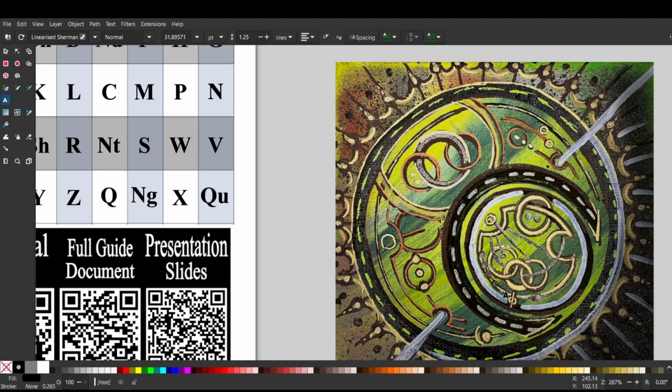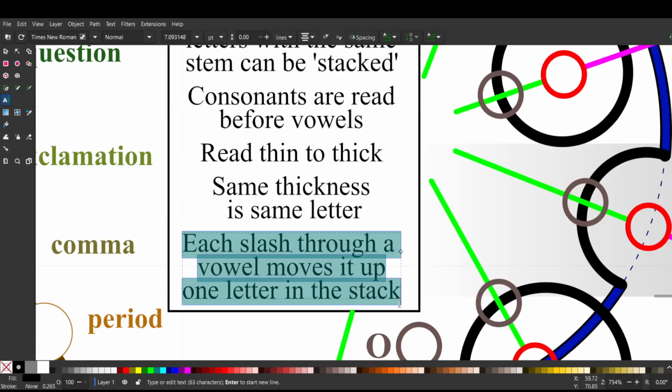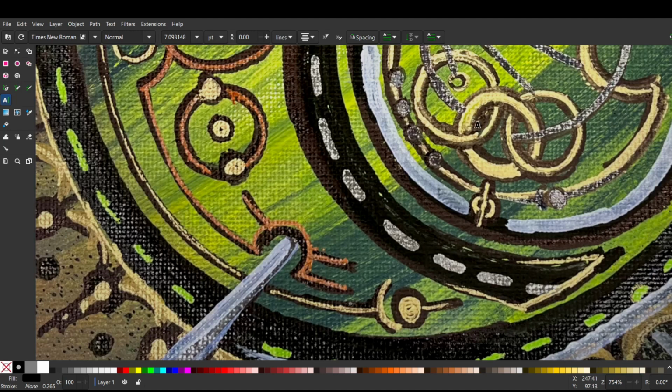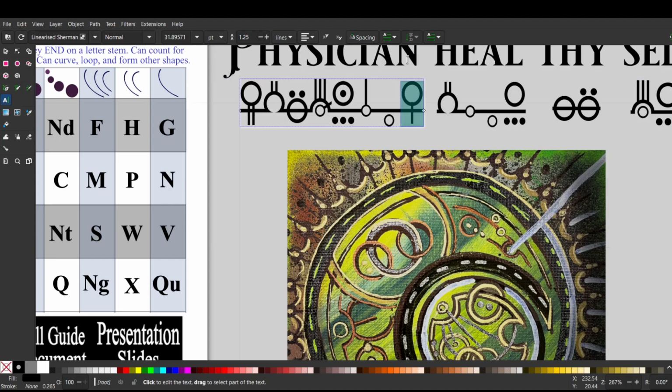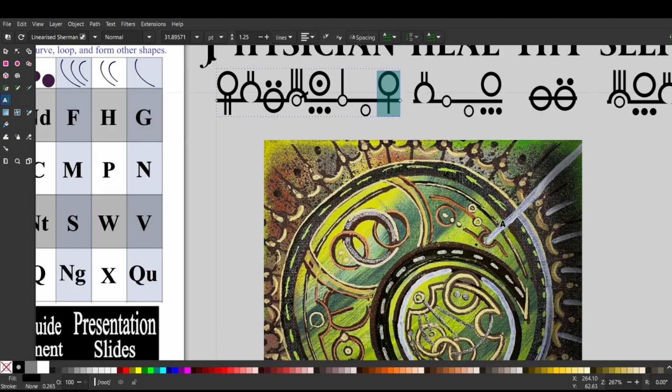So C, and then we have the I, and here we have the A and the N together. And you notice the A is in line with the N, and typically when you have a vowel and consonant together, the consonants are read before the vowels. However, each slash through a vowel moves it up one letter in the stack. So this A has a slash through it. So that brings it up in front of the N. And this is an N because it has that one line ending on it right there. And an N has one line. So yeah, P-H-Y-S-I-C-I-A-N, physician.